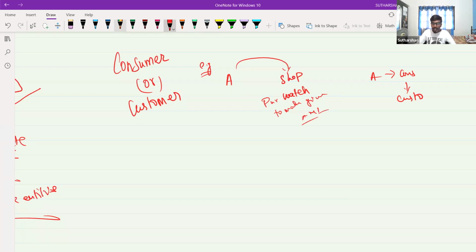So for the shop owner, A can be a customer.